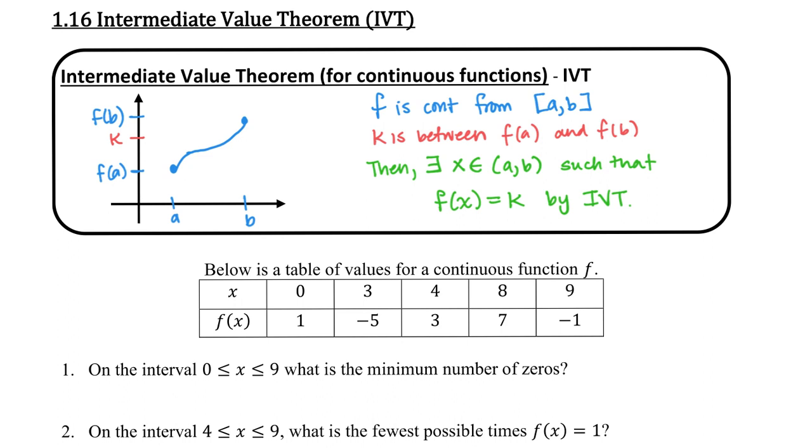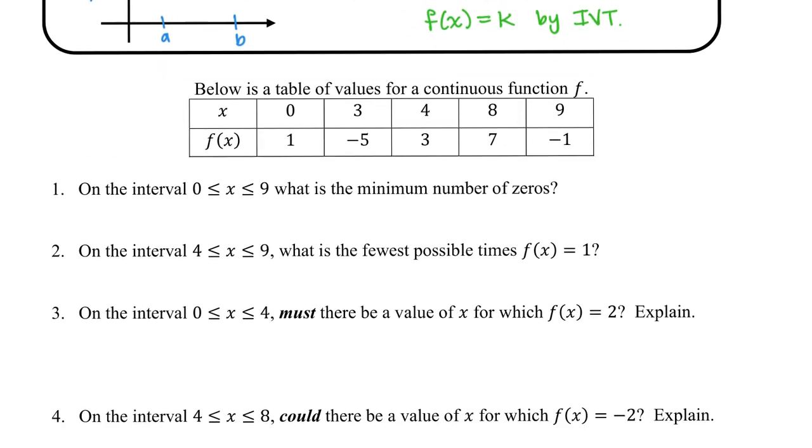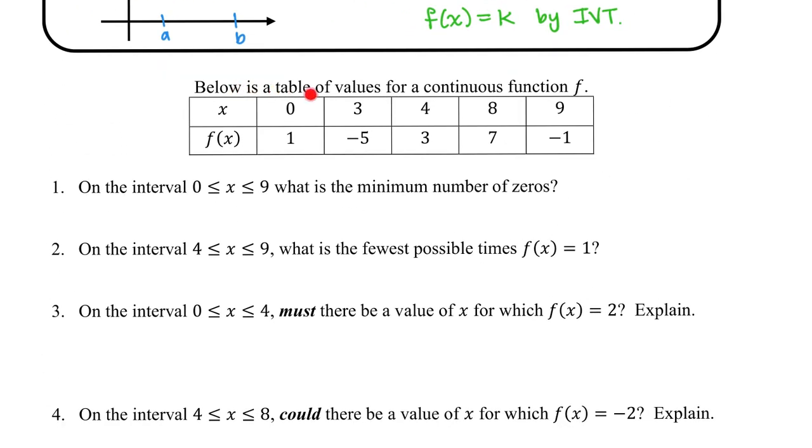Okay, so what might they ask you involving the intermediate value theorem? For the first one, they're going to give you a table of values, and they're telling you this is representing a continuous function f. Now the first question, from 0 to 9, what is the minimum number of zeros? I don't know exactly what happens, but I should be able to tell if there's going to be a 0. And remember, a 0 means when does y equal 0?